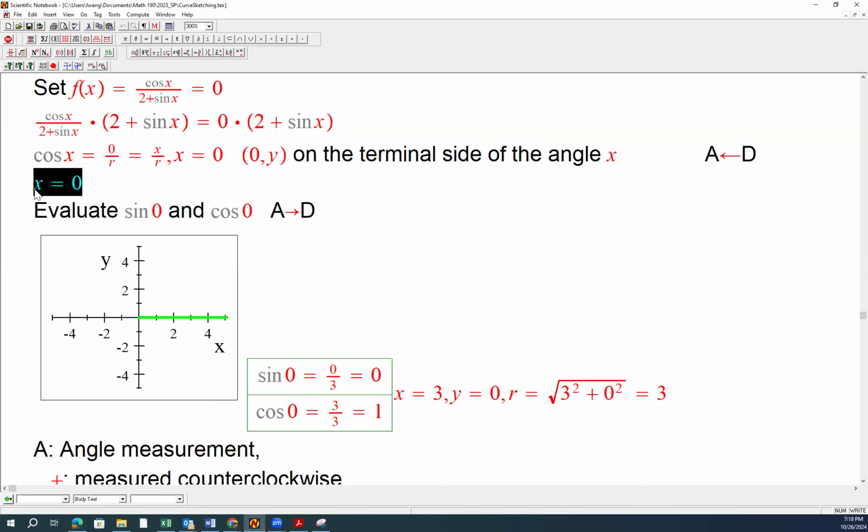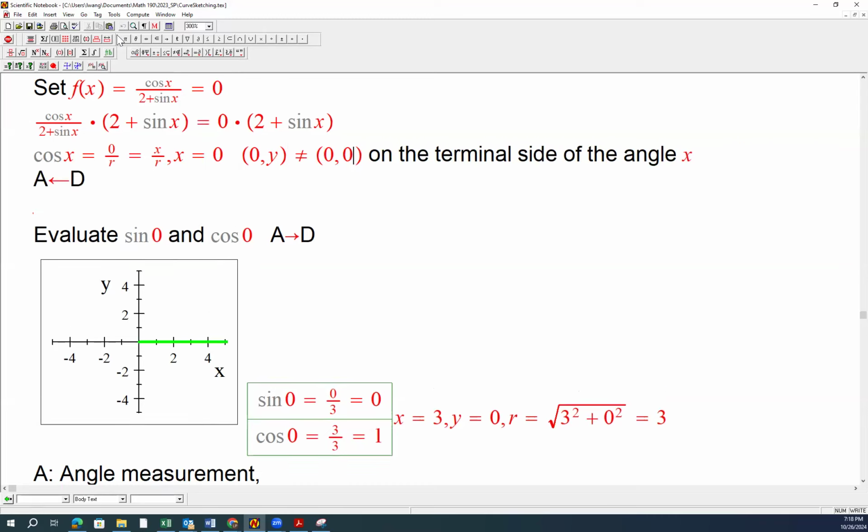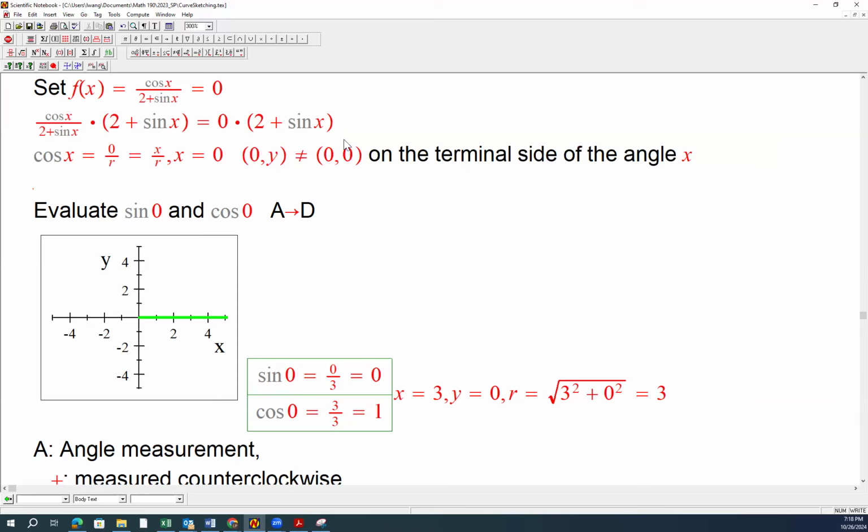What kind of point is this? Well, those points are on the y-axis. So 0 comma y. Of course, since x is already 0, y cannot be 0. Okay, so this is D to A.